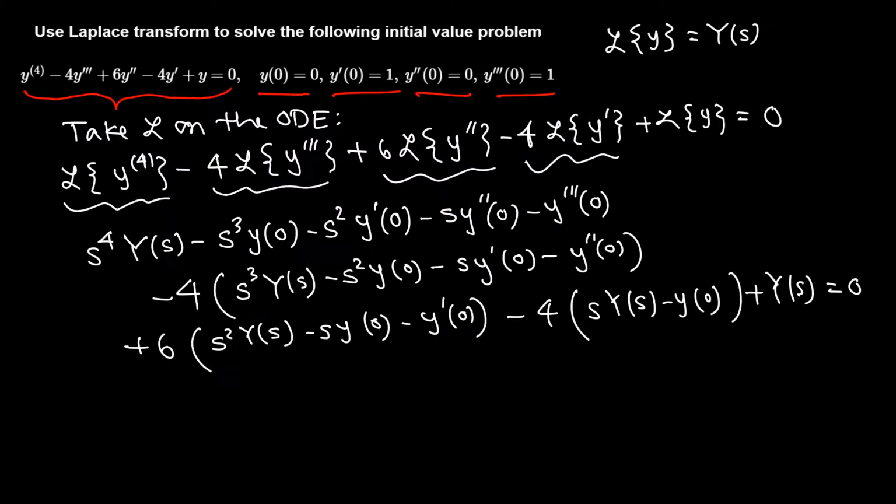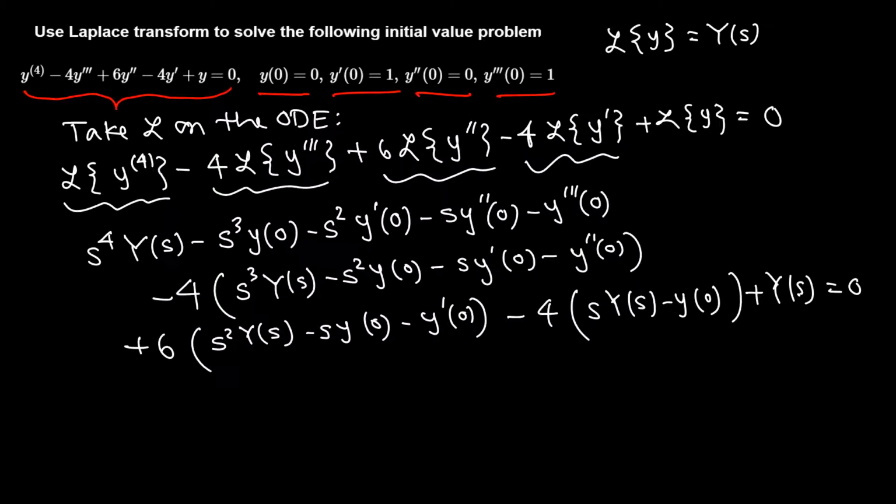Laplace of the fourth derivative of y gives us 5 terms in this way. Minus 4 times Laplace of the third derivative gives us here 4 terms, plus 6 times Laplace of y double prime here, minus 4 Laplace of y prime here, and finally the last term, Laplace of y, we are denoting by uppercase Y, equals 0. Now let's apply the initial values.